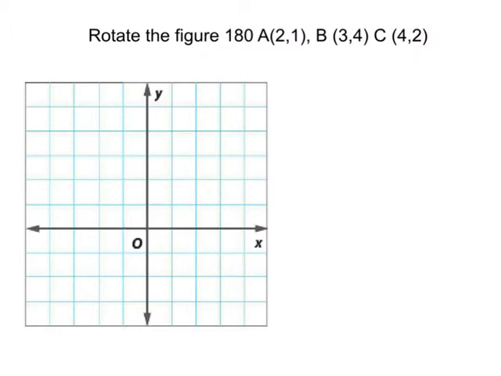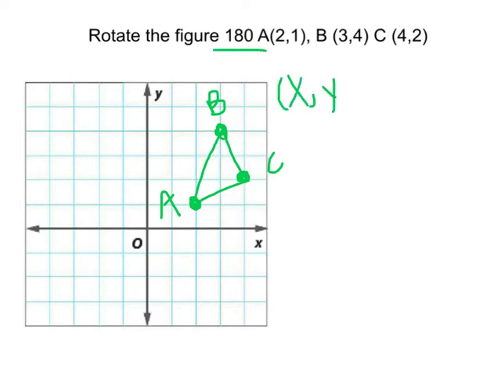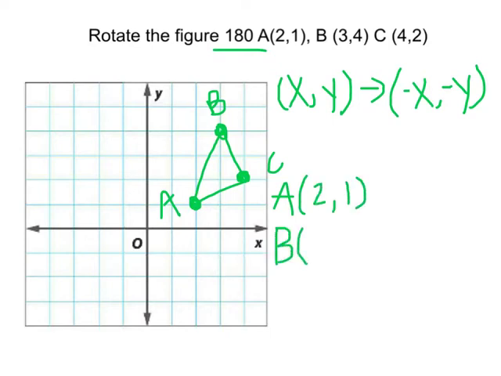Okay, this next one we're going to use the exact same figure as the last one. So 2, 1, 3, 4, and 4, 2. It's A, B, C. But this time we're going to go 180 degrees. So algebraically, that's x, comma, y. The x and the y stay, but they become negative. You multiply them by -1. So A was 2, 1, B 3, 4, C 4, 2.